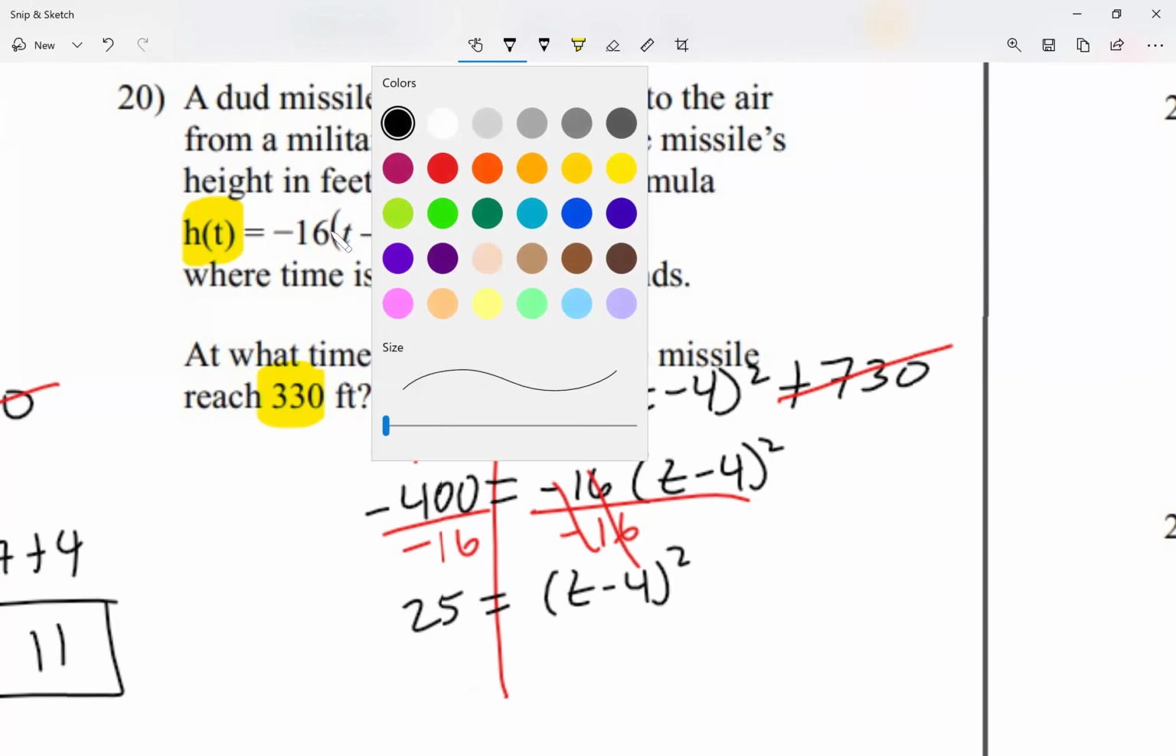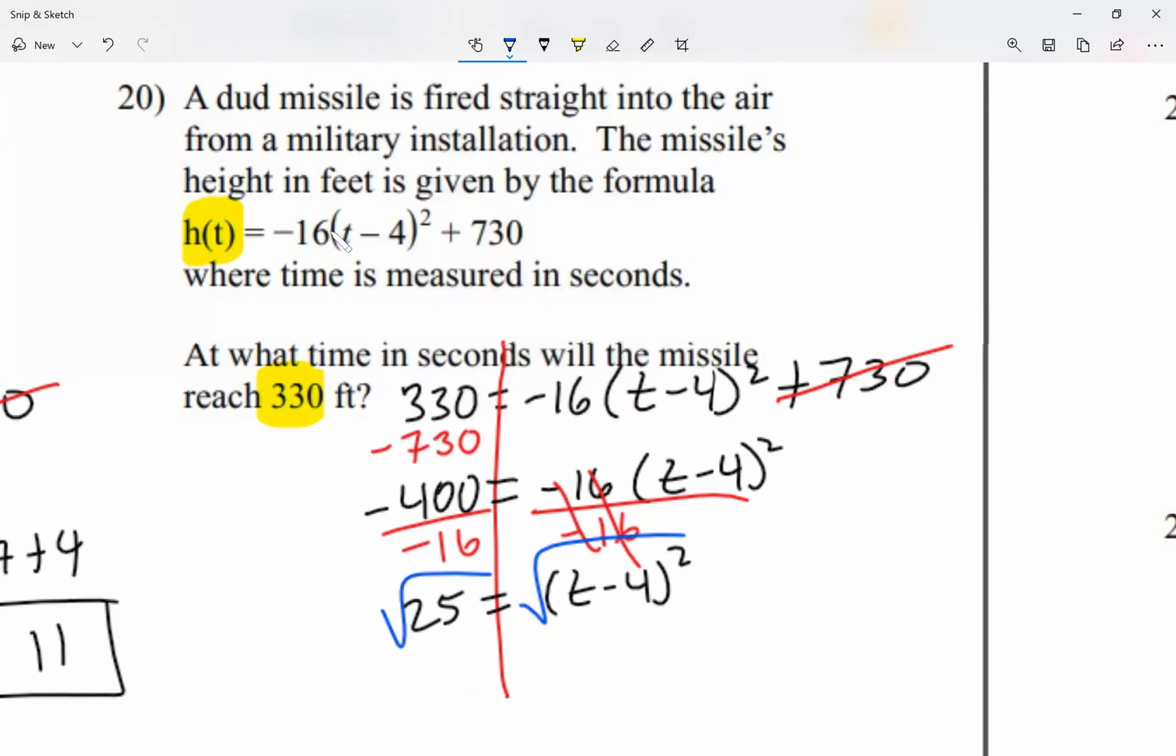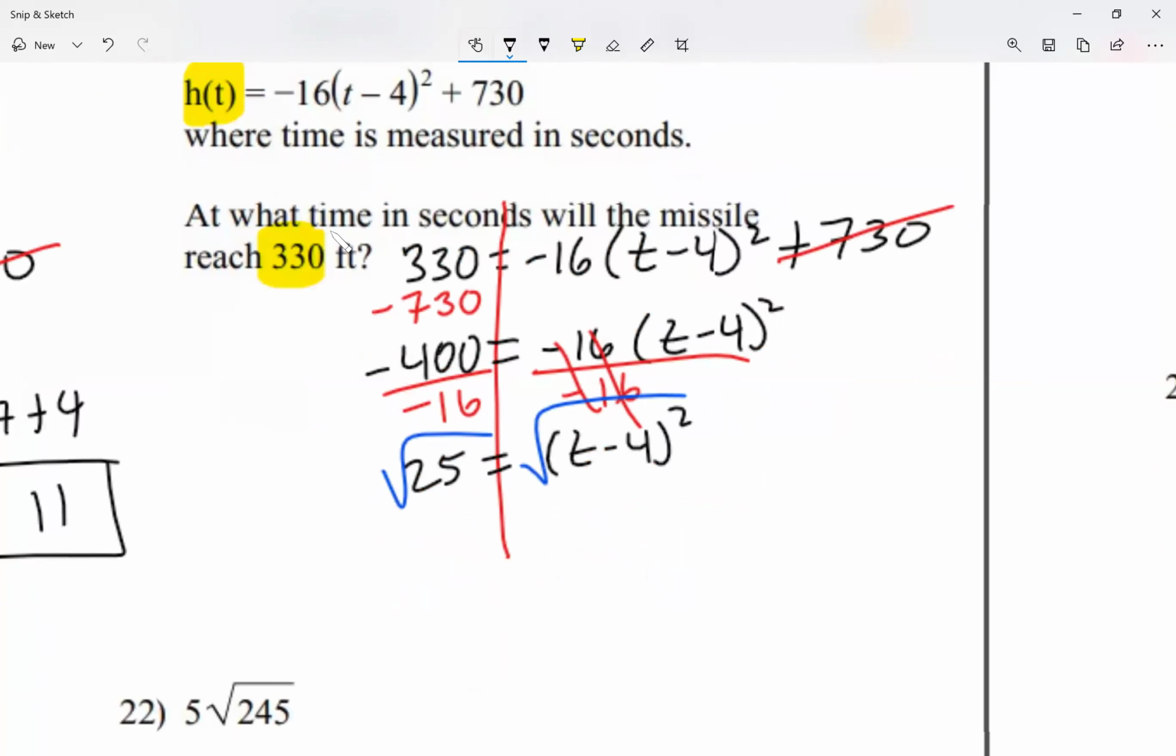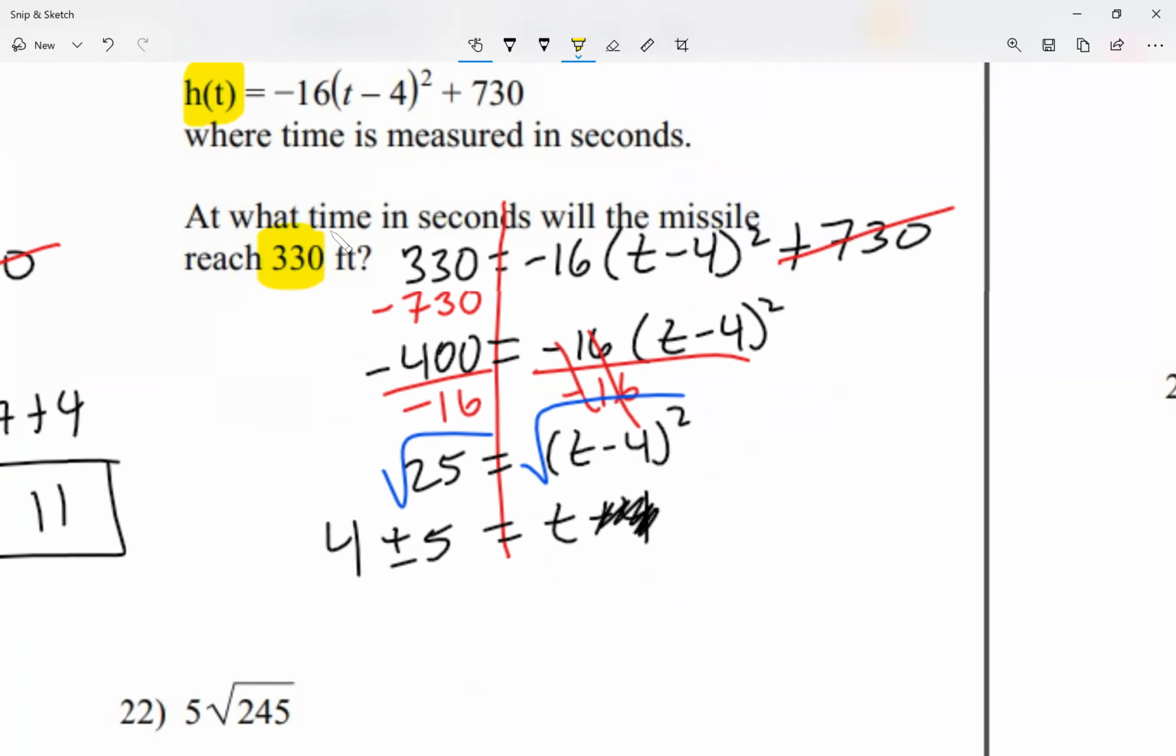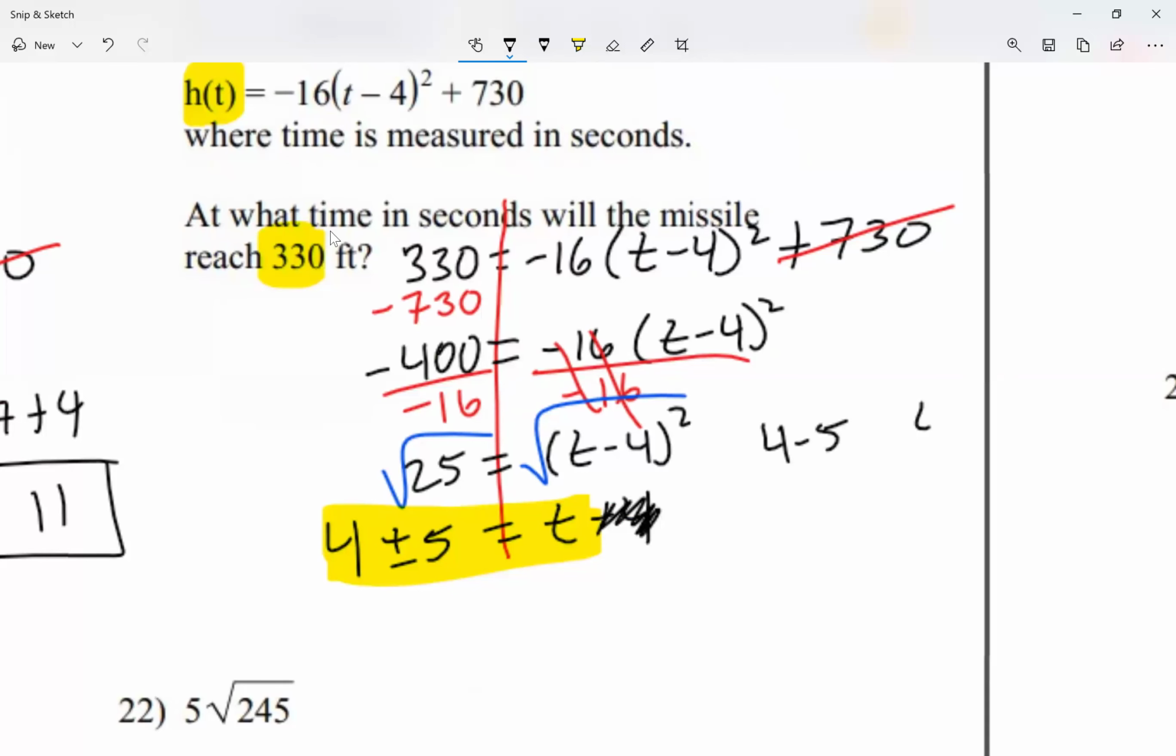And I remember that here's when I do my square root to get rid of the exponent. The square root of 25, that's plus or minus 5. And here I'm going to have t minus 4. This negative 4, I'm going to move it to the other side as a positive 4. And I see here my possible answers. One of my answers is 4 minus 5. And my other answer is 4 plus 5. I know 4 minus 5 is negative 1, and 4 plus 5 is 9.